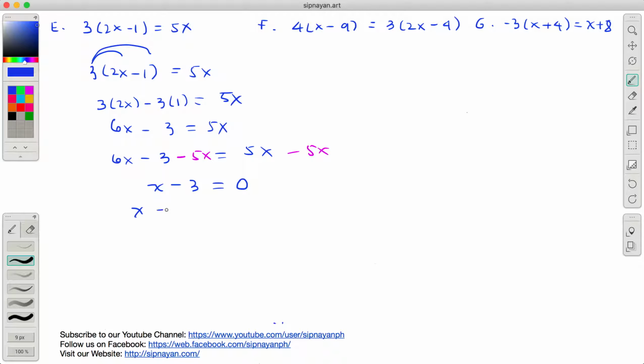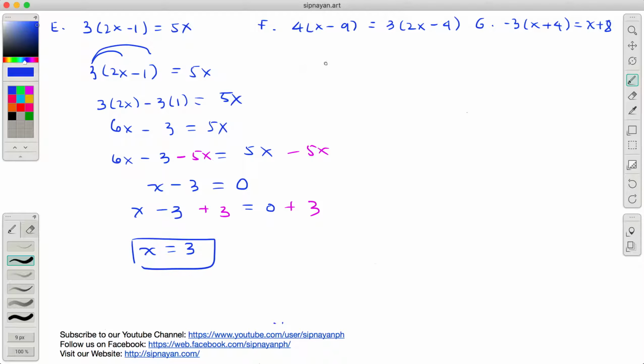So x minus 3 plus 3 is equal to 0 plus 3, which means that x is equal to 3. No?